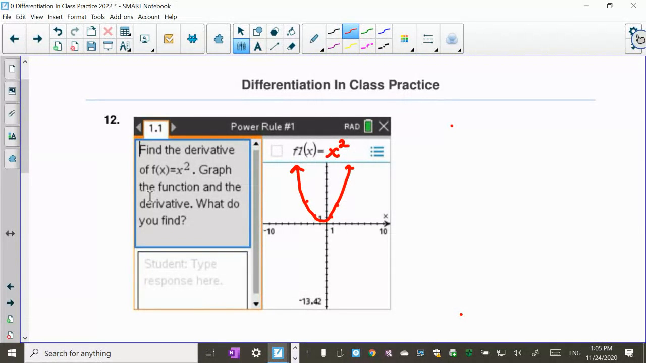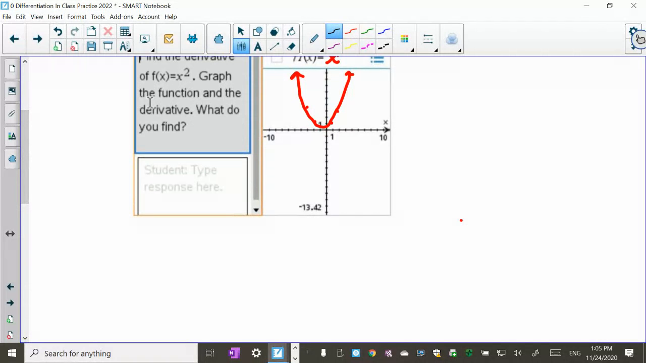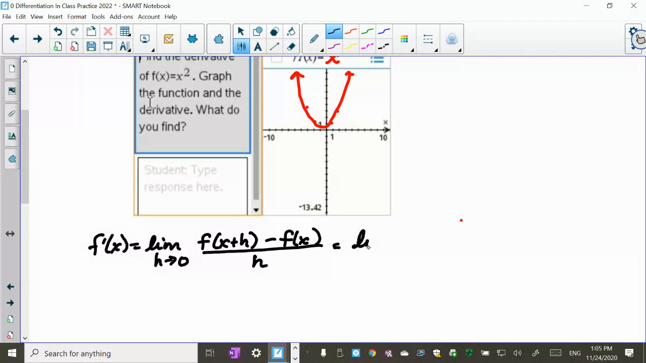It says find the derivative of f of x equals x squared, graph the function and the derivative, and what do you find? So we're going to find the derivative using the definition. Below here, I'm going to do f prime of x is the limit as h approaches 0 of f of x plus h minus f of x all over h. So that's going to be the limit as h approaches 0 of (x plus h) squared minus x squared all over h, now that I'm using the function.